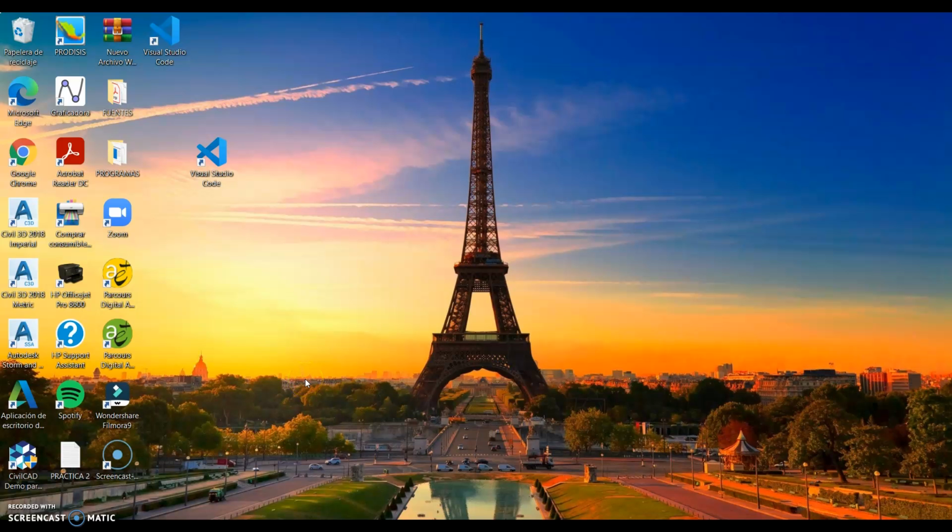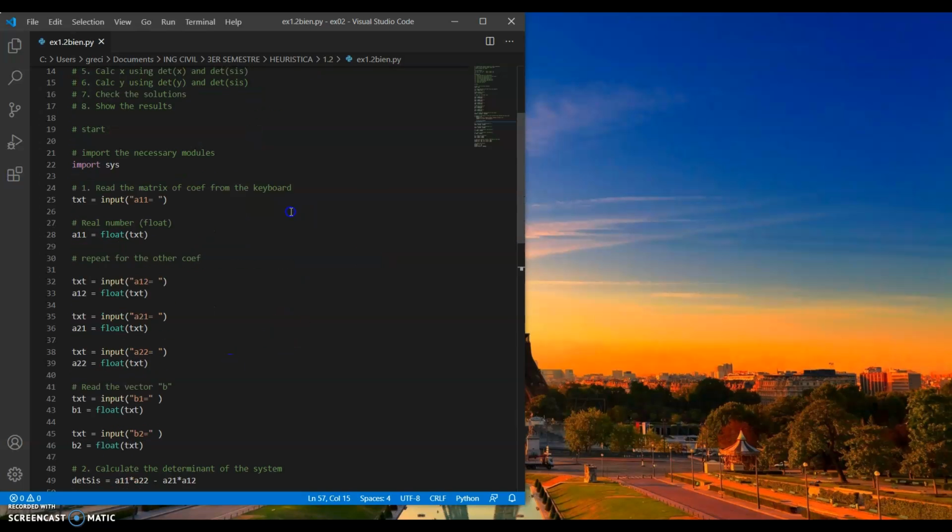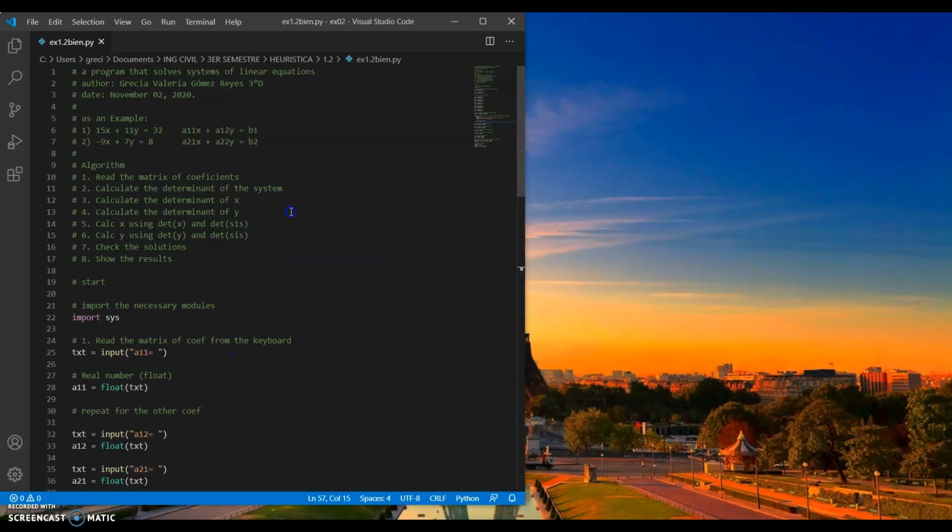Hello guys, my name is Grecia Valeria Gomez Reyes, and today I will show you this program that I wrote in Python that solves systems of linear equations.